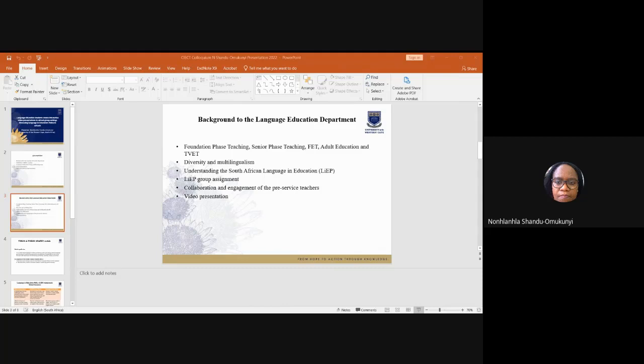Amongst the other outcomes, the most important outcome of the module is that the student teachers will understand and critically analyze the South African language policy and the language in education policy and the curriculum context in which they will be teaching. So that is where this assignment comes in. This assignment addresses the South African problem of inequalities.